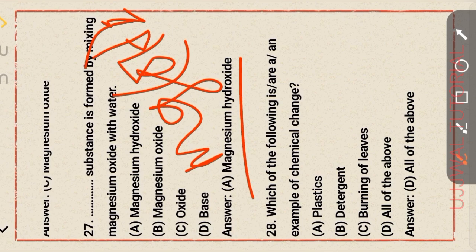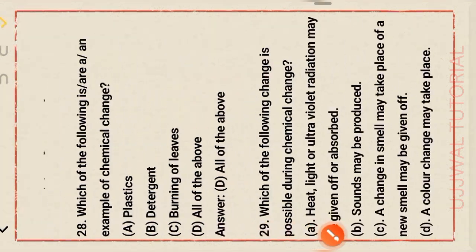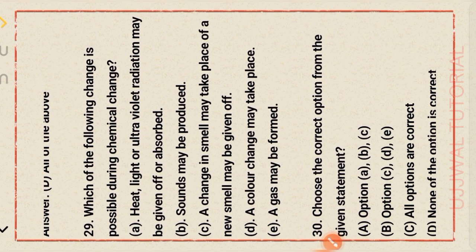Next question, which of the following is an example of chemical change? Plastics, detergent, burning of leaves, all of these. That is all of above. Option D is the right answer. All is chemical change. Okay. Question number 29. Which of the following change is possible during chemical change? That is option A, B, C, D. Option E. Okay.